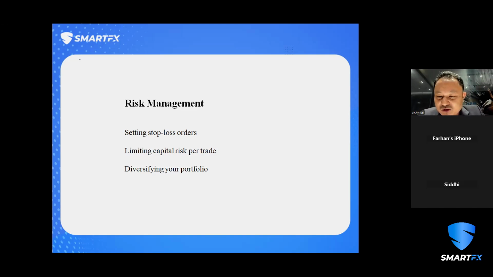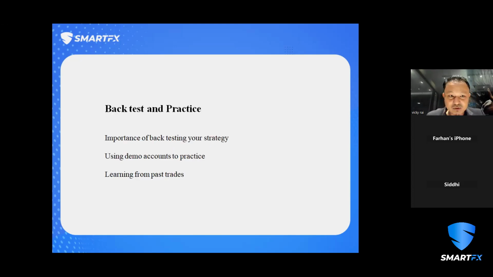Diversifying your portfolio is very, very important. If you're trading commodities, try to have currencies as well in your portfolio, and stocks, because if one doesn't work, then another will work. That's diversifying. All right, let's move on to the next: back test and practice.